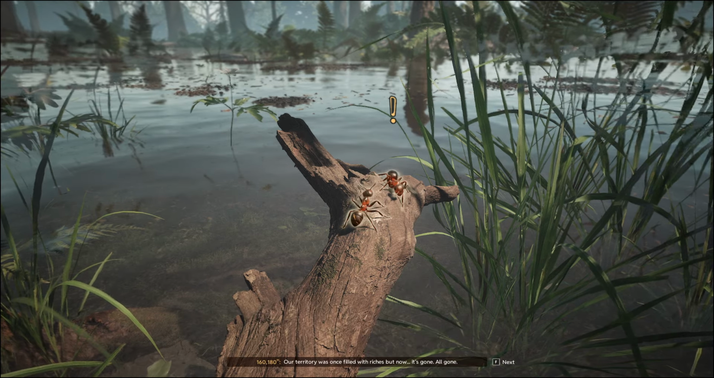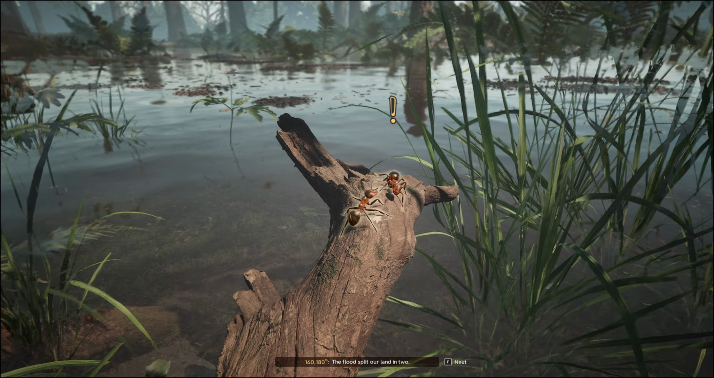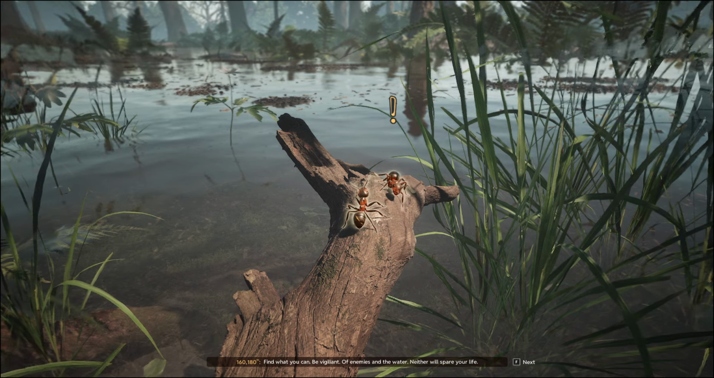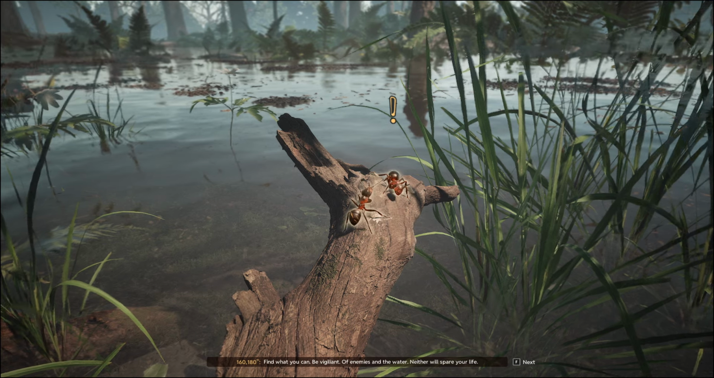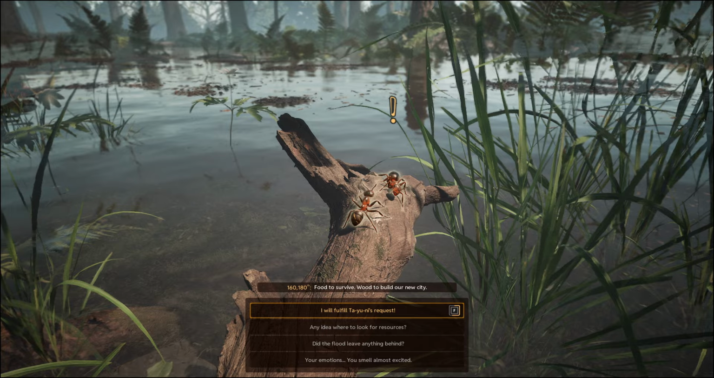So when looking for where the food actually is, there is an area, but the land is split in two. So there are two sections of land, and we need to find what we can in that environment. I think I know this mission. I think I may have done it already previously. So I may have an idea of what goes on there. Okay, so let's go do that, shall we?